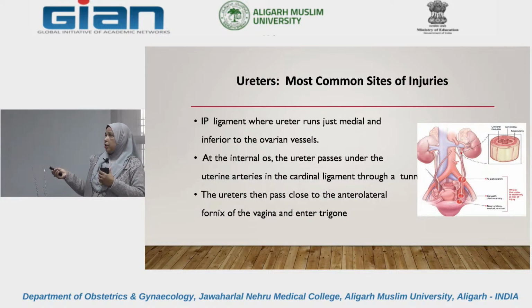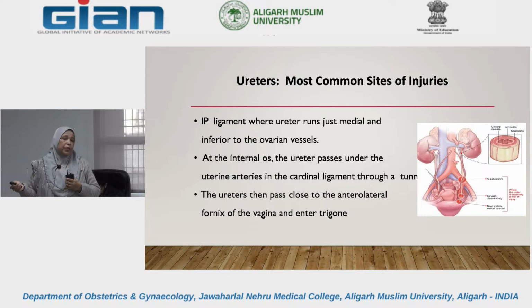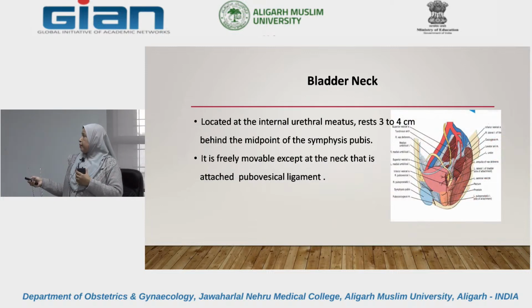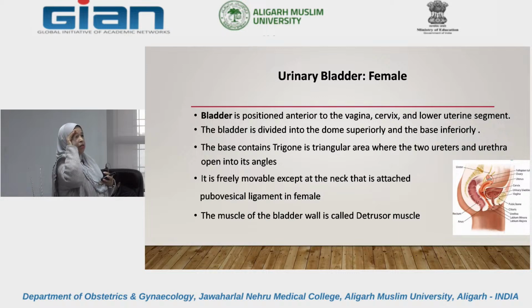The bladder neck is located at the level of the internal urethral meatus. It is around 3 to 4 centimeters behind the midpoint of the symphysis pubis. The bladder is freely mobile, but it is attached at the level of the bladder neck by the pubocervical ligament. If you consider the bladder like this, there is the superior surface, and at the base there are three openings, and this is the apex of the bladder. But once the bladder is distended, it becomes spherical.